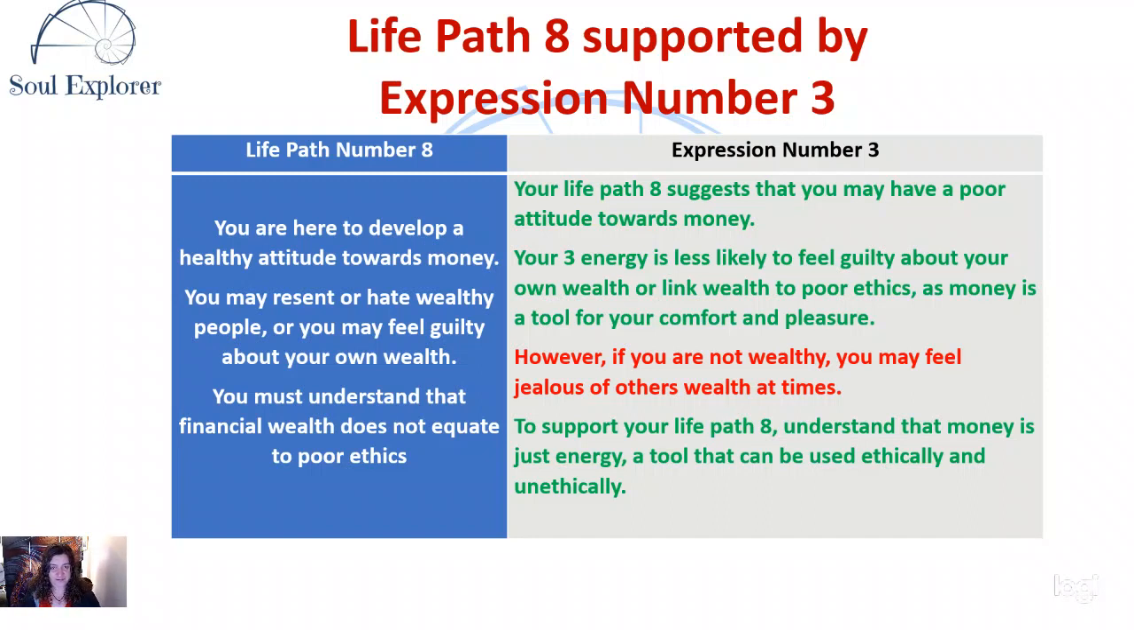So, financial wealth. It doesn't equate to poor ethics, and your life path 8 suggests that you might have a difficult attitude towards money. But your 3 energy is more blasé about money. They're more likely to be a spendthrift, to be perfectly honest. They're less likely to feel guilty about their own wealth because they like to look after themselves, and they don't necessarily link wealth to poor ethics.